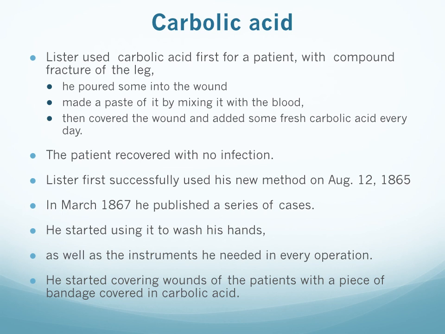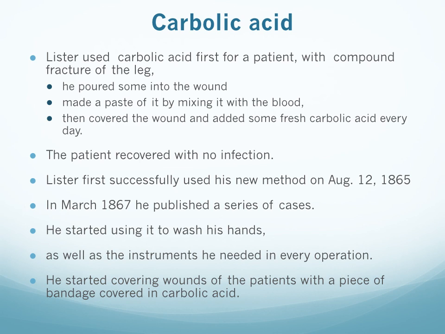Lister took a small bottle of carbolic acid and poured some of the carbolic acid into the wound and made a paste of it by mixing the carbolic acid with blood. Then he covered the wound and added some fresh carbolic acid every day on the wound. The patient recovered with no infection. Between 1865 to 1867, he treated 11 cases of compound fractures, of which 9 healed without any infection.